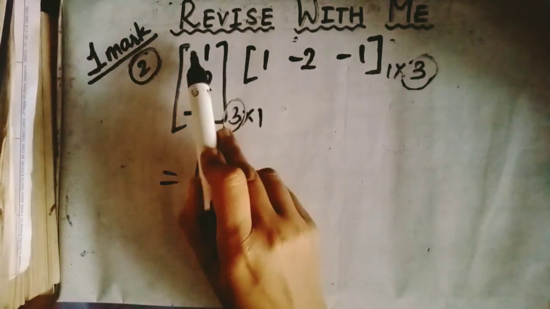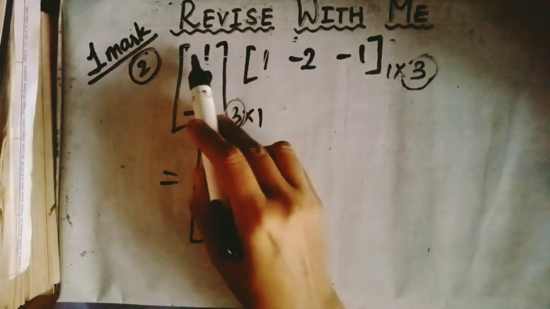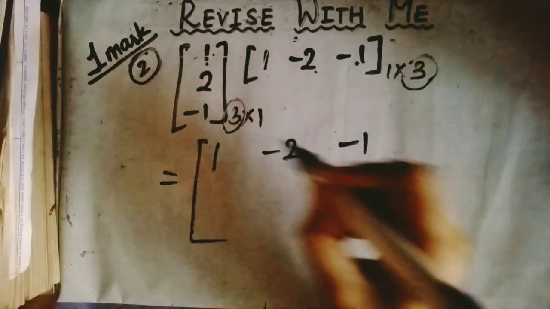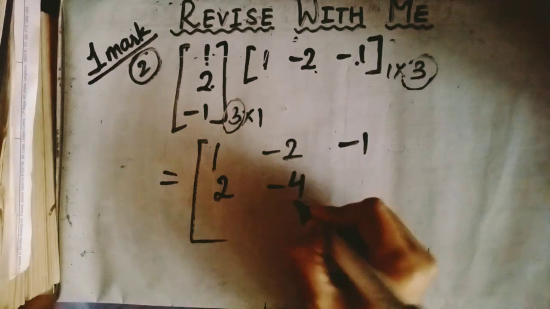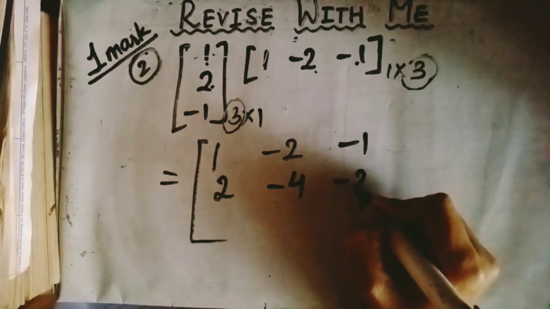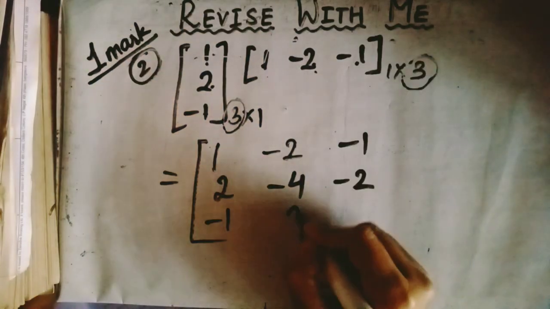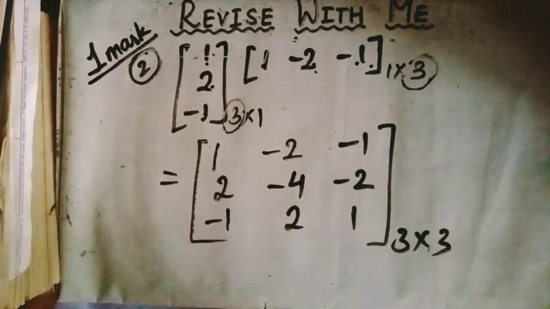So this column into row: 1 into 1 is 1, 1 into minus 2 is minus 2, 1 into minus 1 is minus 1, 2 into 1 is 2, 2 into minus 2 is minus 4, 2 into minus 1 is minus 2, then minus 1, plus 2, and 1. This is a 3 by 3 matrix. This is the answer.